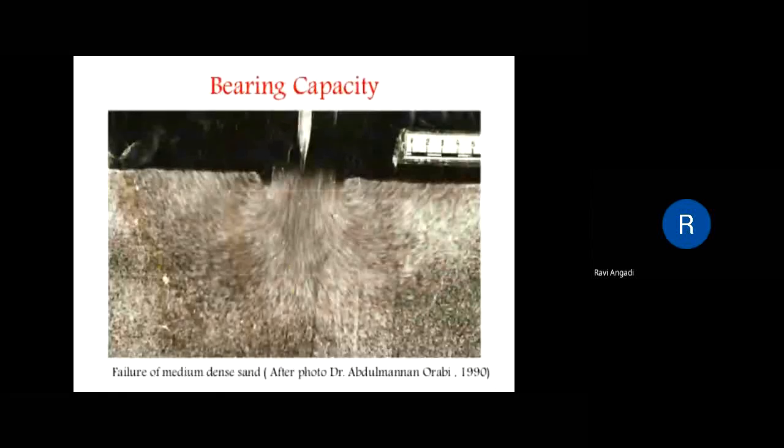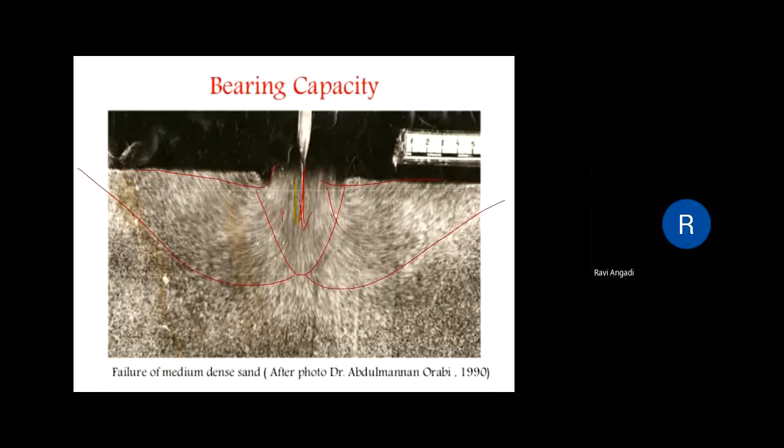Then look at this picture here. A load is being applied here. This is a failure of medium dense sand. See how the load is applied and how the soil behaves for this load. So you can see the failures here. These are the failure modes. It will fail like this, and these are some of the failure modes.